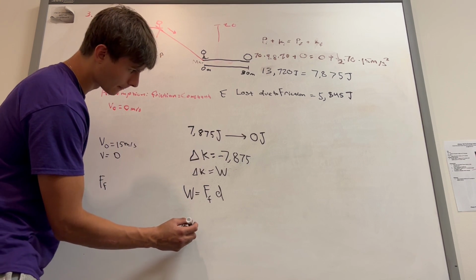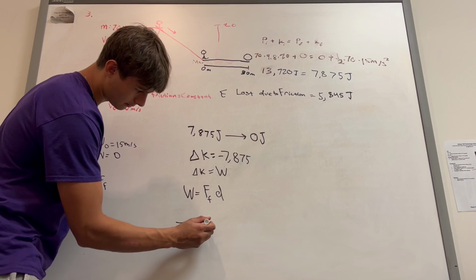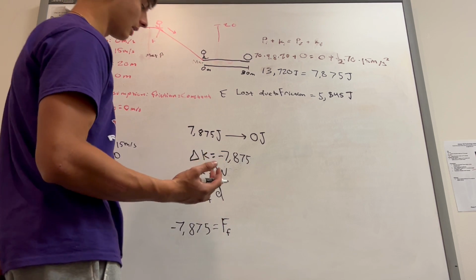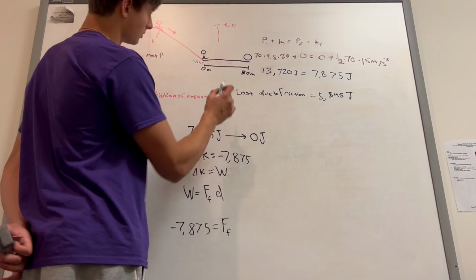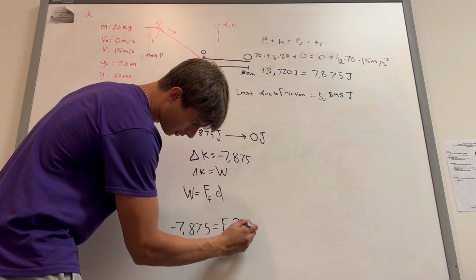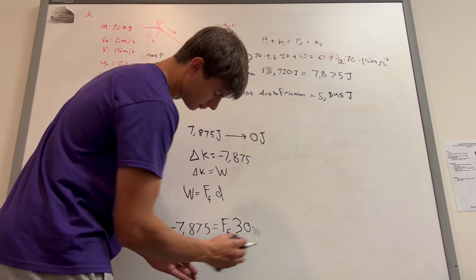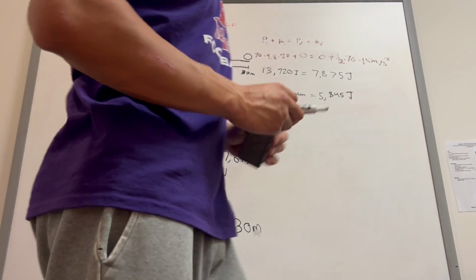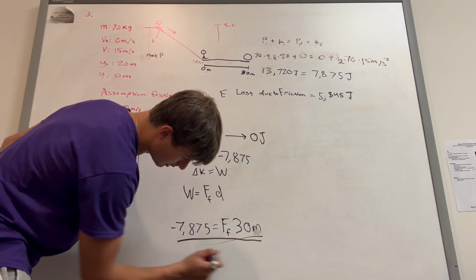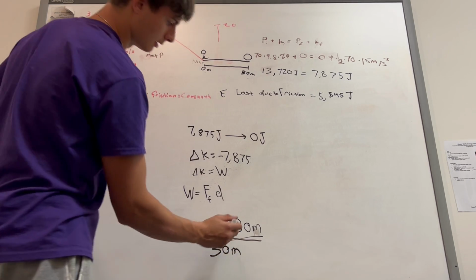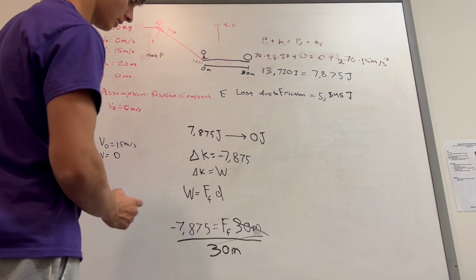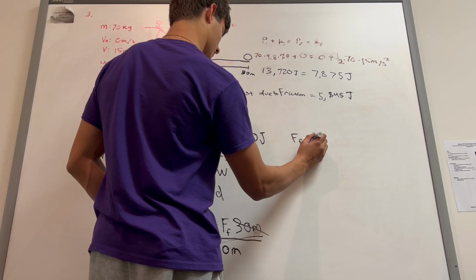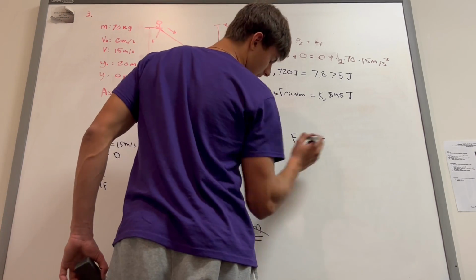Negative 7,875. And then we want to find the force that does this stopping, which in our case is friction. And then we know the distance. It goes from 0 to 30 meters. So our distance is going to be 30 meters. So then what we do is we divide by 30 on both sides. So that cancels on this side. And then over here we divide that and we find our answer. So force of friction is equal to this divided by that, and we know it's going to be negative.